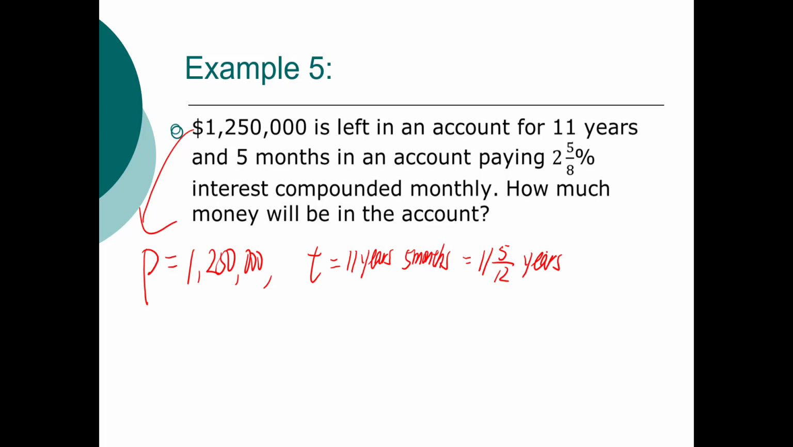So this is a tricky part. We have to always make sure it's in years, right? In terms of the unit for time t. The rate is given, 2.625%, and it's definitely easier using decimal numbers in this case, so we'll do that.